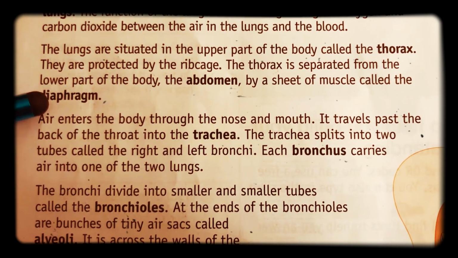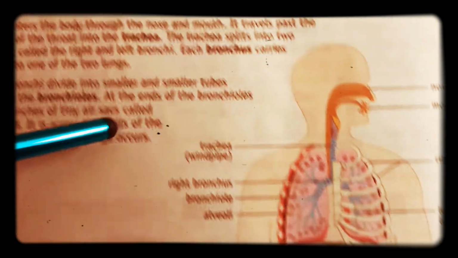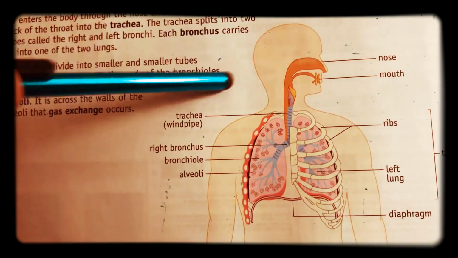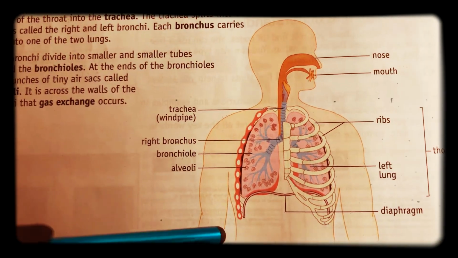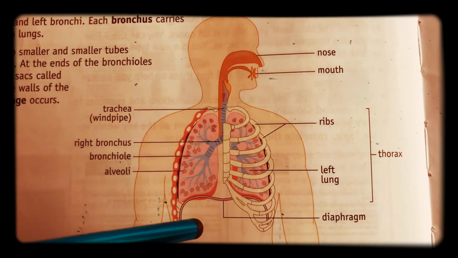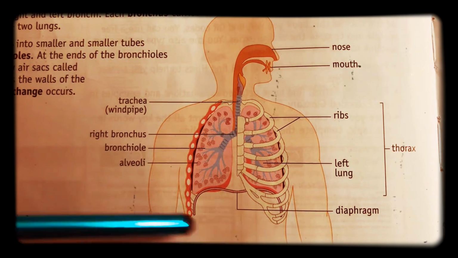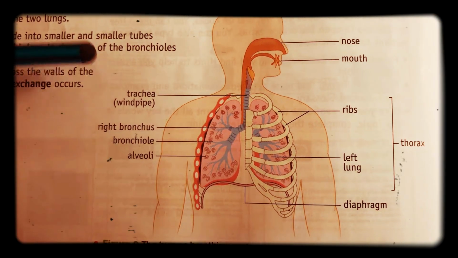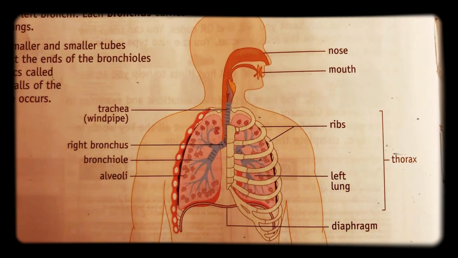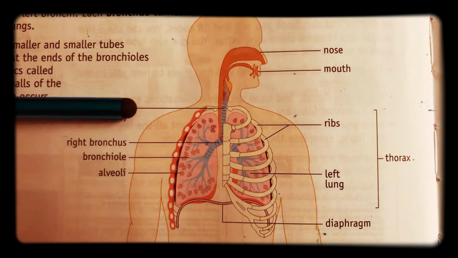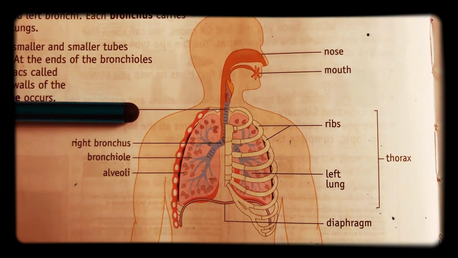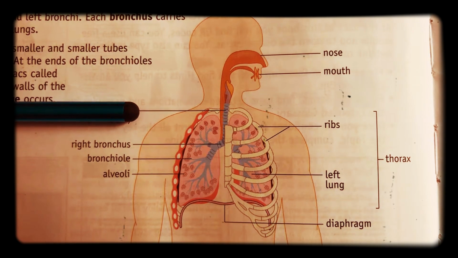Now, the lungs are situated in the upper part of the body called the thorax. So you can expect us to give you some diagrams of the thorax. You must make sure that you can figure out what all of these labels are if you have them covered. So what I'm going to do is go through each and every single one. I'm going to hide it like this. You can pause the video and then see if you can remember it.